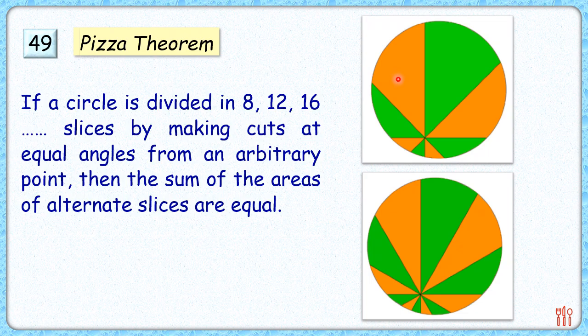This orange region and green region, the total area will always be equal irrespective of which point you make the cut across. So instead of the center, if you make the cut anywhere on the circle, the total green and orange region will always be equal as long as the number of cuts is a multiple of 4 starting from 8 and the angle of each cut is equal. Let's check the last theorem, that is Descartes' circle theorem or the kissing circle theorem.